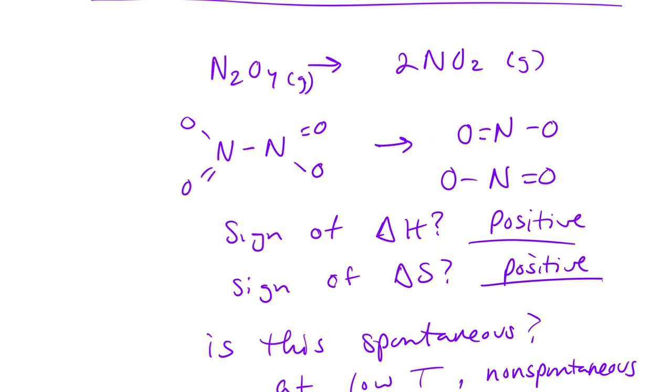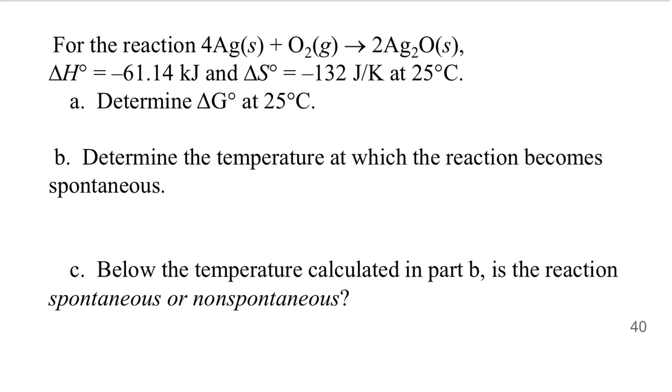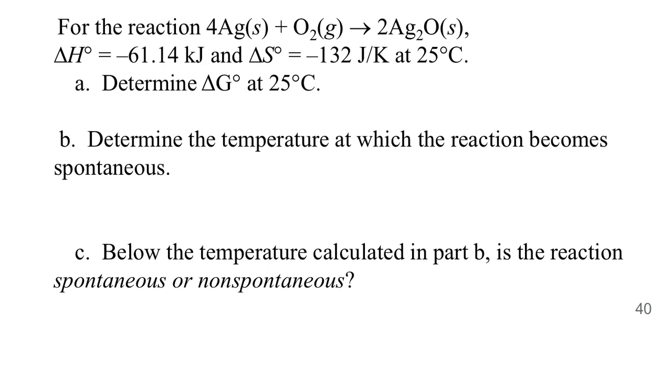All right, let's do a slide here. Here we have a reaction of silver solid plus oxygen forming 2 silver oxide. We have a delta H and a delta S. Let's determine delta G for this reaction. That's the first thing. And then we're basically doing the same sort of thing. Determine the temperature at which the reaction becomes spontaneous.